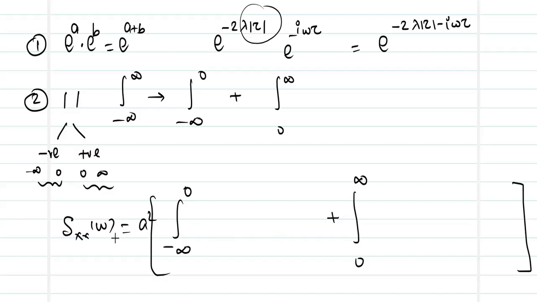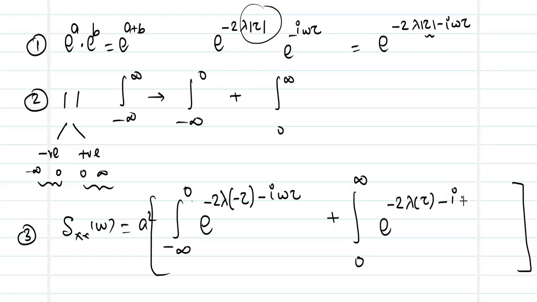Now what we know is, in minus infinity to 0, the modulus takes a negative value. So you have e to the power minus 2 lambda into, what will happen to the modulus? The modulus will take a negative value, and minus i omega tau. So this is going to be my third point which I need to keep in mind. And what will happen in the zone from 0 to infinity? From 0 to infinity, the modulus takes a positive value. So it will become e to the power minus 2 lambda times tau, which is positive, minus i omega tau.